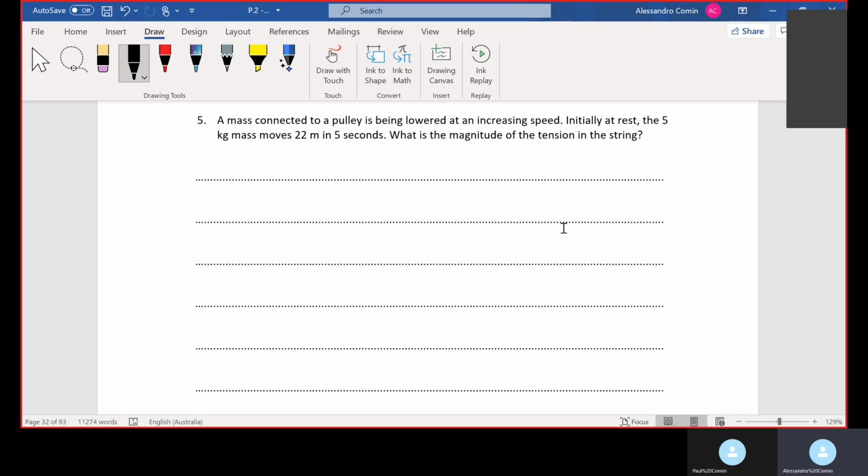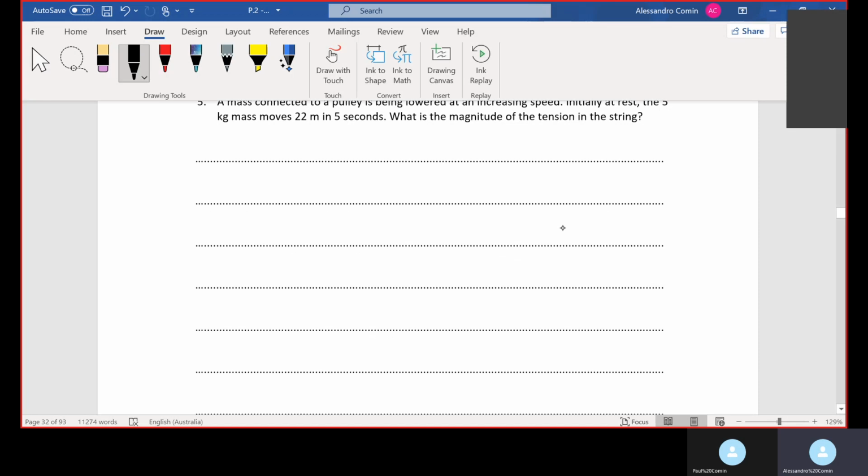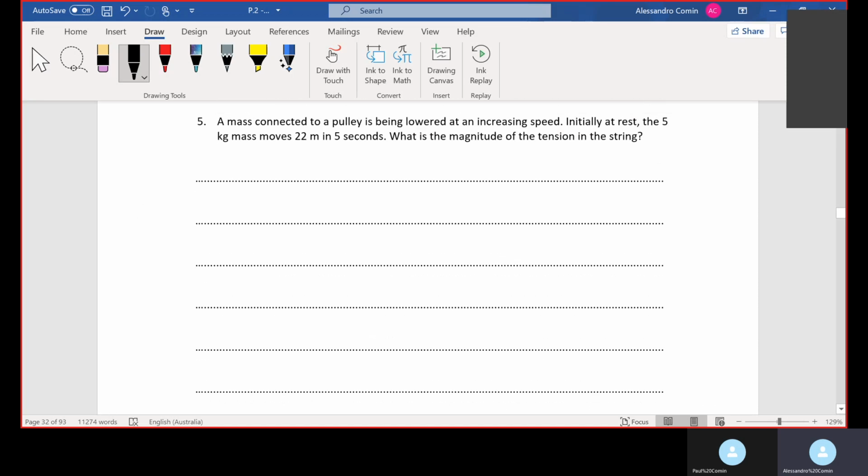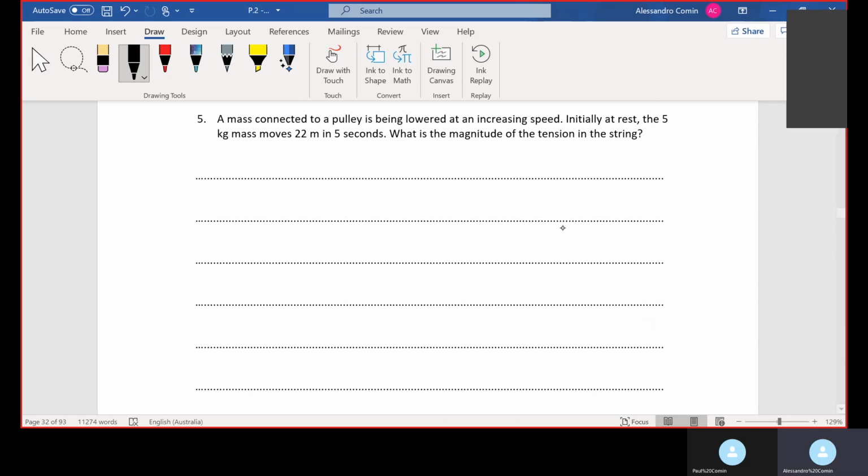Okay, so question 5, and I really recommend that you do question 5. I'll take 10 seconds in case you want to do it on your own. Question 5 is an interesting question because it involves a lot of things that we've covered.